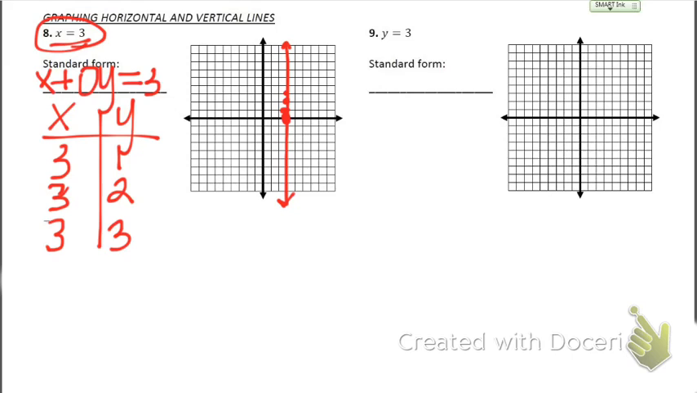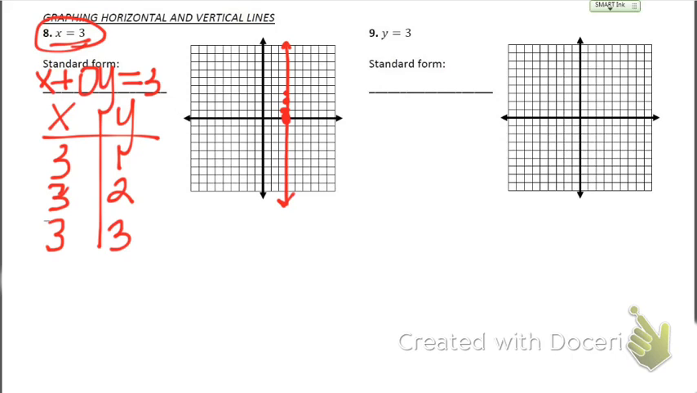So if I ever get an equation like x equals 3, you can rewrite it as x plus 0y equals 3. We know my x-intercept is going to be at 3 because it says, right? We know it's never going to cross the y-axis because y doesn't exist in this equation. So it has to be parallel to the y-axis. Okay? So those are vertical lines. Follow-up question. Are vertical lines functions?